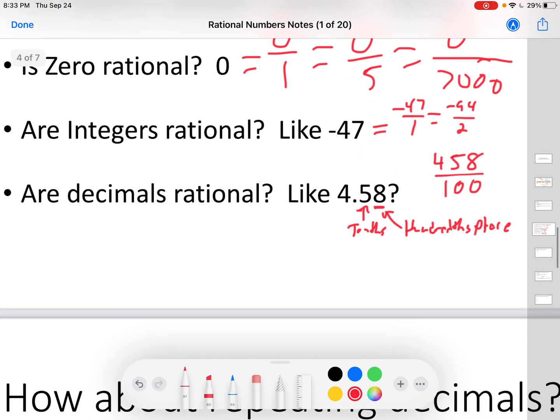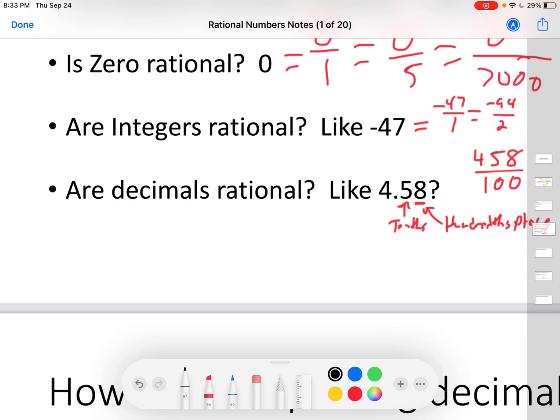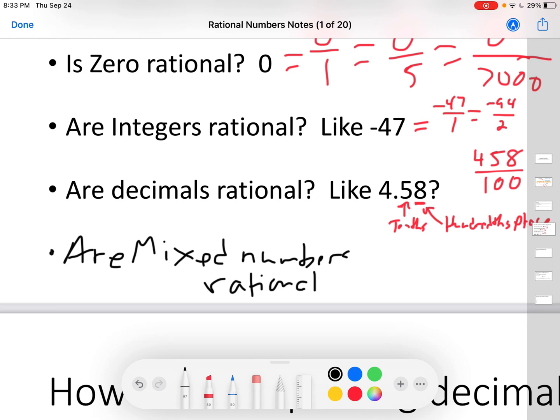So I've left one out. Let me write it in. I have a different idea. Are mixed numbers rational? Well, let's try 6 2/3. And you might say to me, Mr. Zengerle, that's already a fraction. And I'll say, no, it isn't. It's a mixed number. We need it to be a fraction. We need it to be a over b. This is not a over b. This is a, b, c. It's 3 things. We only want it to be 2 things, a over b.